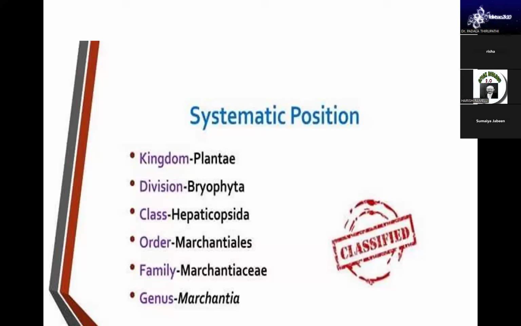Marchantiales. And family is named after Marchantia only. Family always ends with the suffix aceae. So here the family name is Marchantiaceae. The genus is Marchantia. I'll repeat it: kingdom Plantae, division Bryophyta, class Hepaticopsida, order Marchantiales, family Marchantiaceae, genus Marchantia.